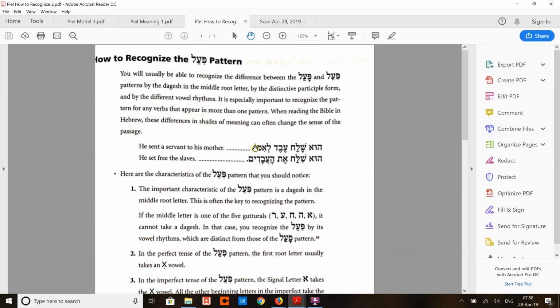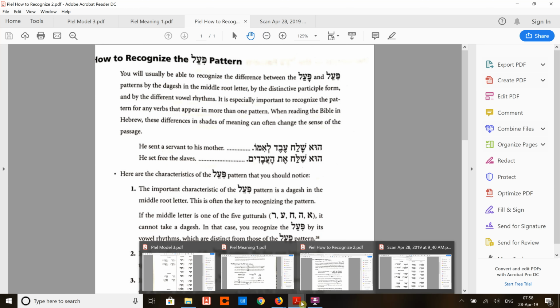So let's go back to this page though. How to recognize the Piel. You'll usually be able to recognize the difference between Pa'al and Piel by the dagesh in the middle root letter. So let's look at that. What do they mean by that?